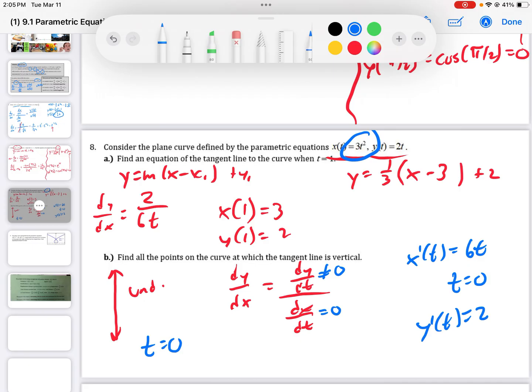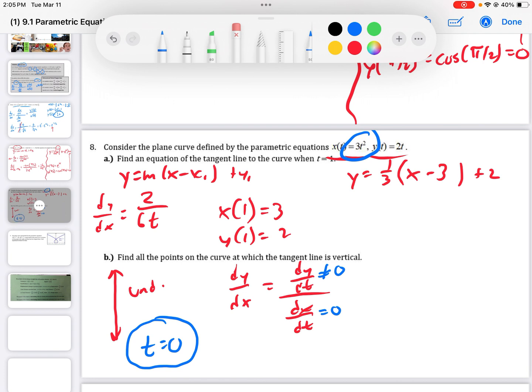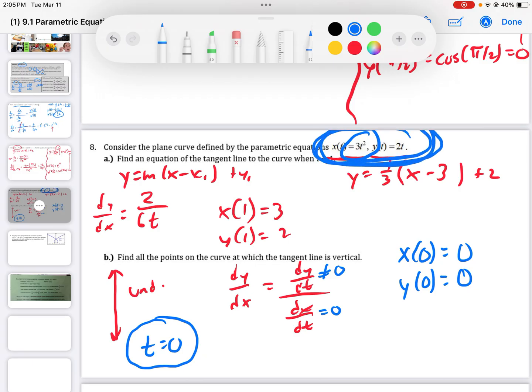I haven't done that yet. All I've done is find out what time value, when t is 0, the tangent line is vertical. But it says find the points on the curve, so that's one extra step. I've got to find what is x of 0? x of 0 is 0, and y of 0 is also 0. Okay, so it's all a bunch of zeros. It's not super helpful, but what I did is I plugged them in up here. So when time is 0, x of 0 and y of 0, I get the point 0, 0.